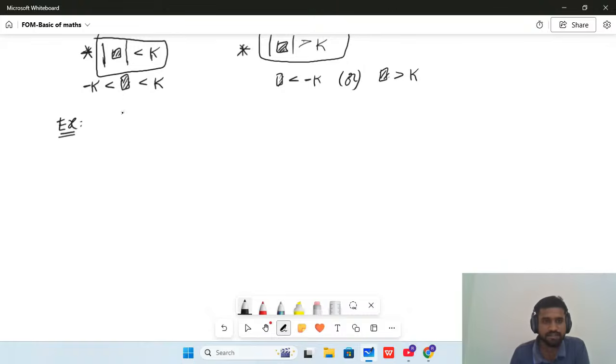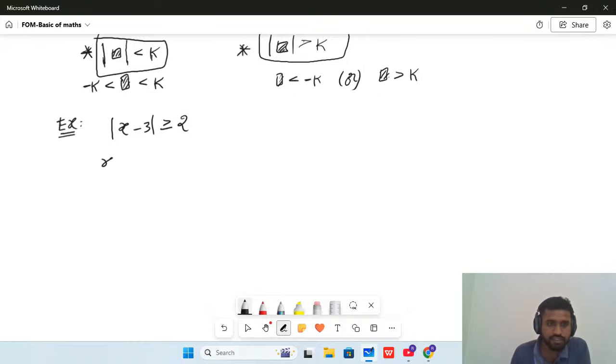For example, modulus of x minus 3 is greater than or equal to 2. How to solve this modulus inequality? See, modulus of this expression is greater than or equal to some constant. So, what are the two conditions here?